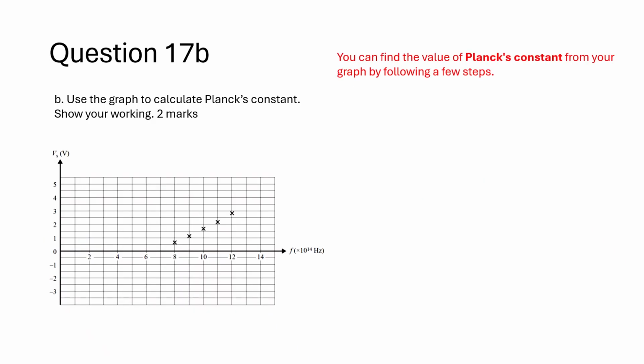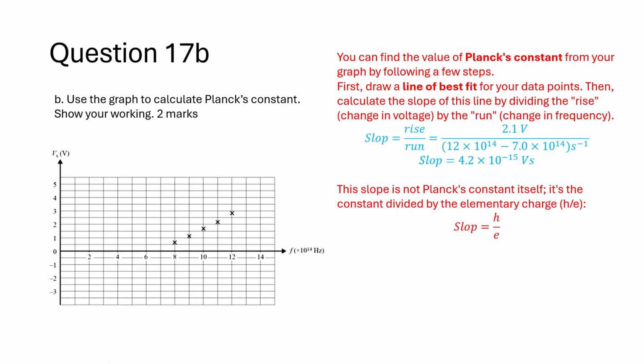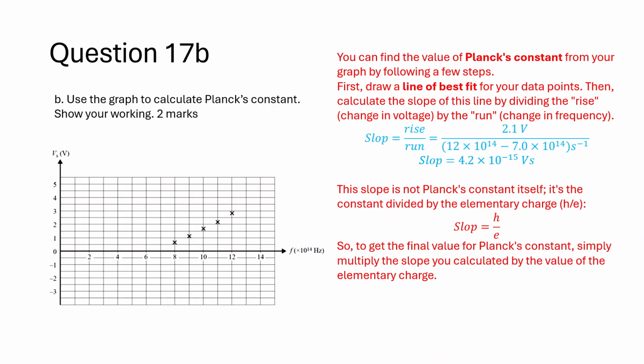You can find the value of Planck's constant from your graph by following a few steps. First, draw a line of best fit for your data points. Then, calculate the slope of this line by dividing the rise, change in voltage, by the run, change in frequency. This slope is not Planck's constant itself, it's the constant divided by the elementary charge, h/e. So, to get the final value for Planck's constant, simply multiply the slope you calculated by the value of the elementary charge.